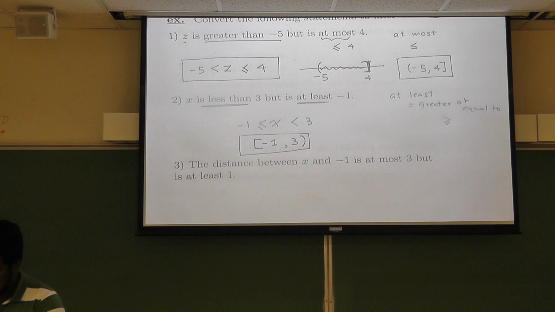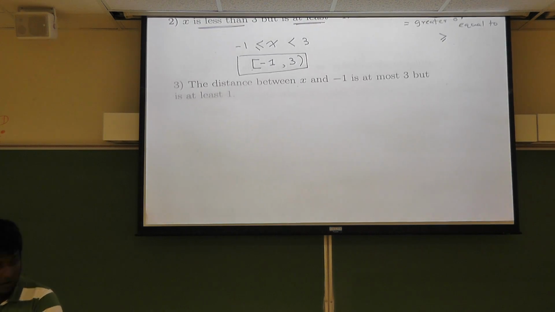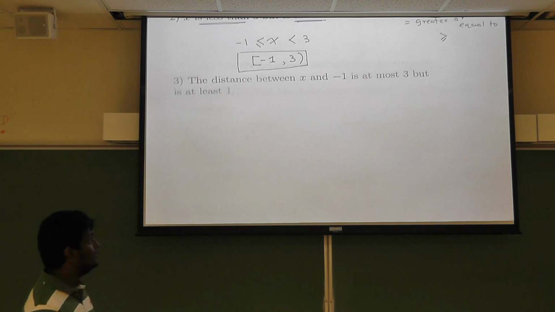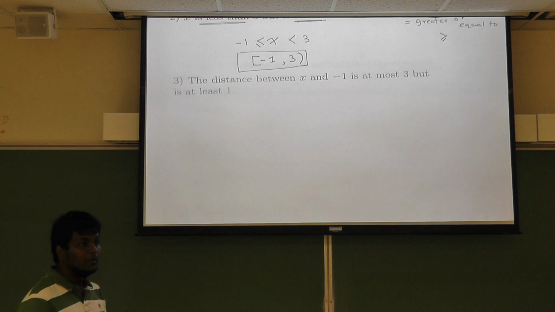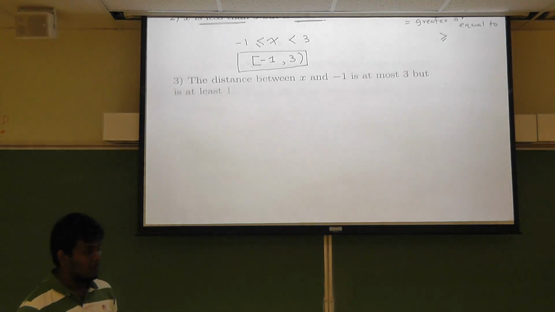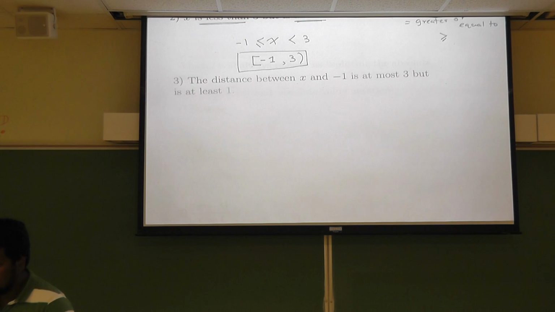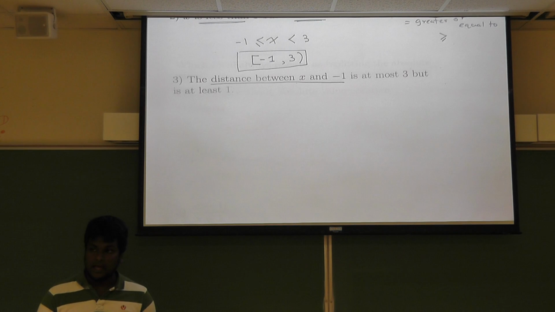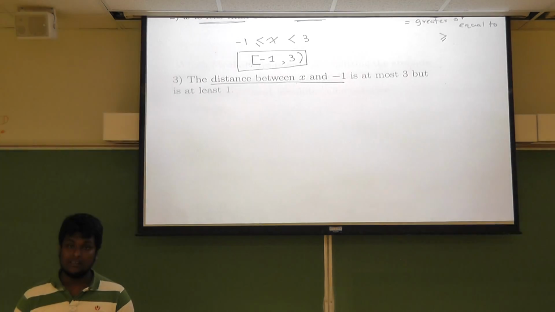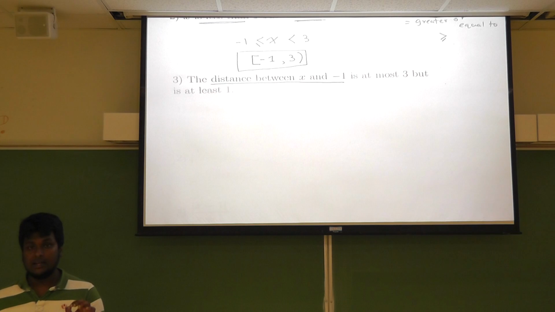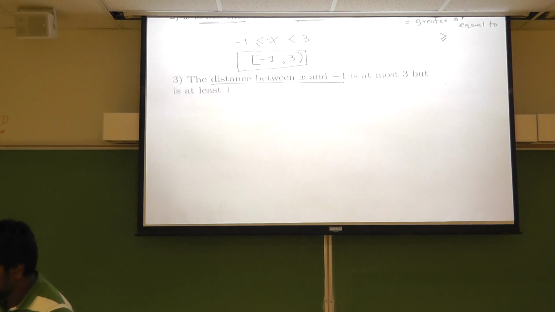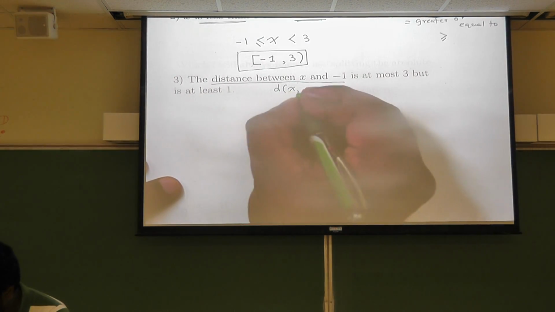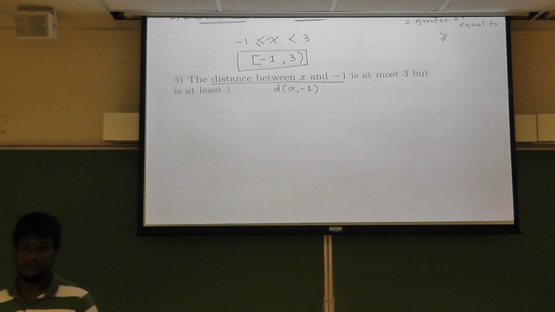And then let's look at the third example. The third example is different because it doesn't say something like x is less than. It says the distance between something is between two different values. Let's work part by part. The distance between x and -1. We learned in class that whenever someone says distance, you can just write d and those two numbers. So it would be d of x and -1, the distance between x and -1.